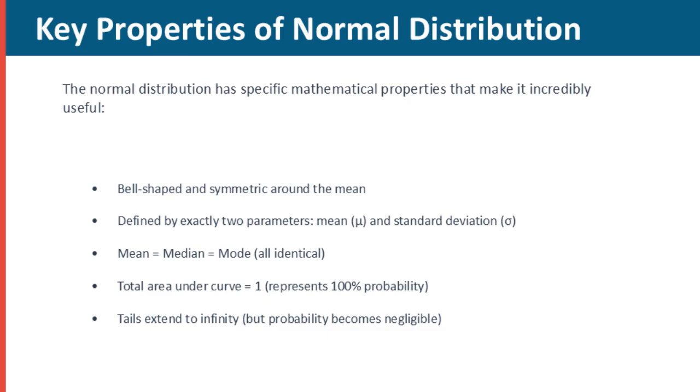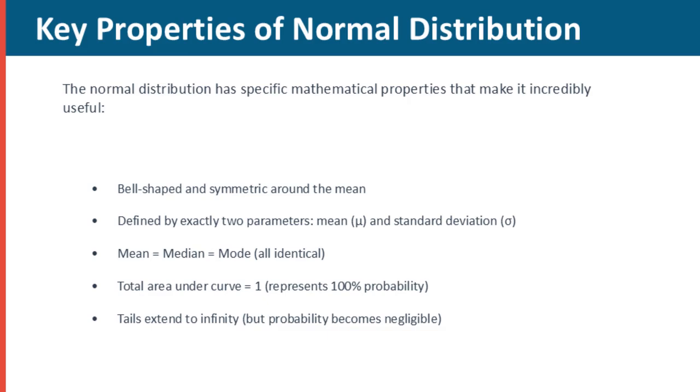This is elegant mathematics. Third, the total area under the curve equals 1. This represents 100% probability. All possible values sum to certainty. It's a continuous probability distribution. Fourth, the curve is defined mathematically. There is an actual equation, which we call the probability density function, that generates this shape. We don't need to memorize it, but it exists and is perfectly predictable.